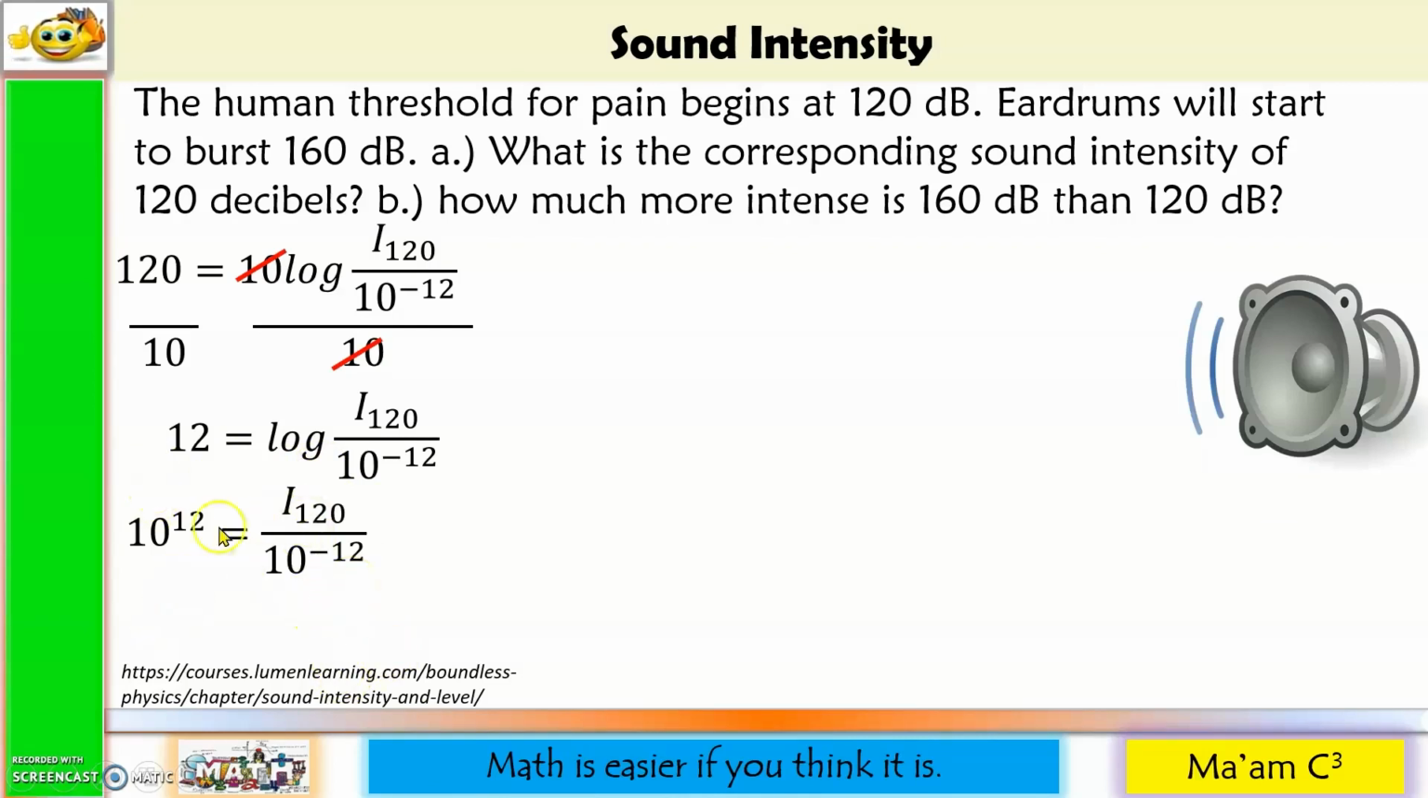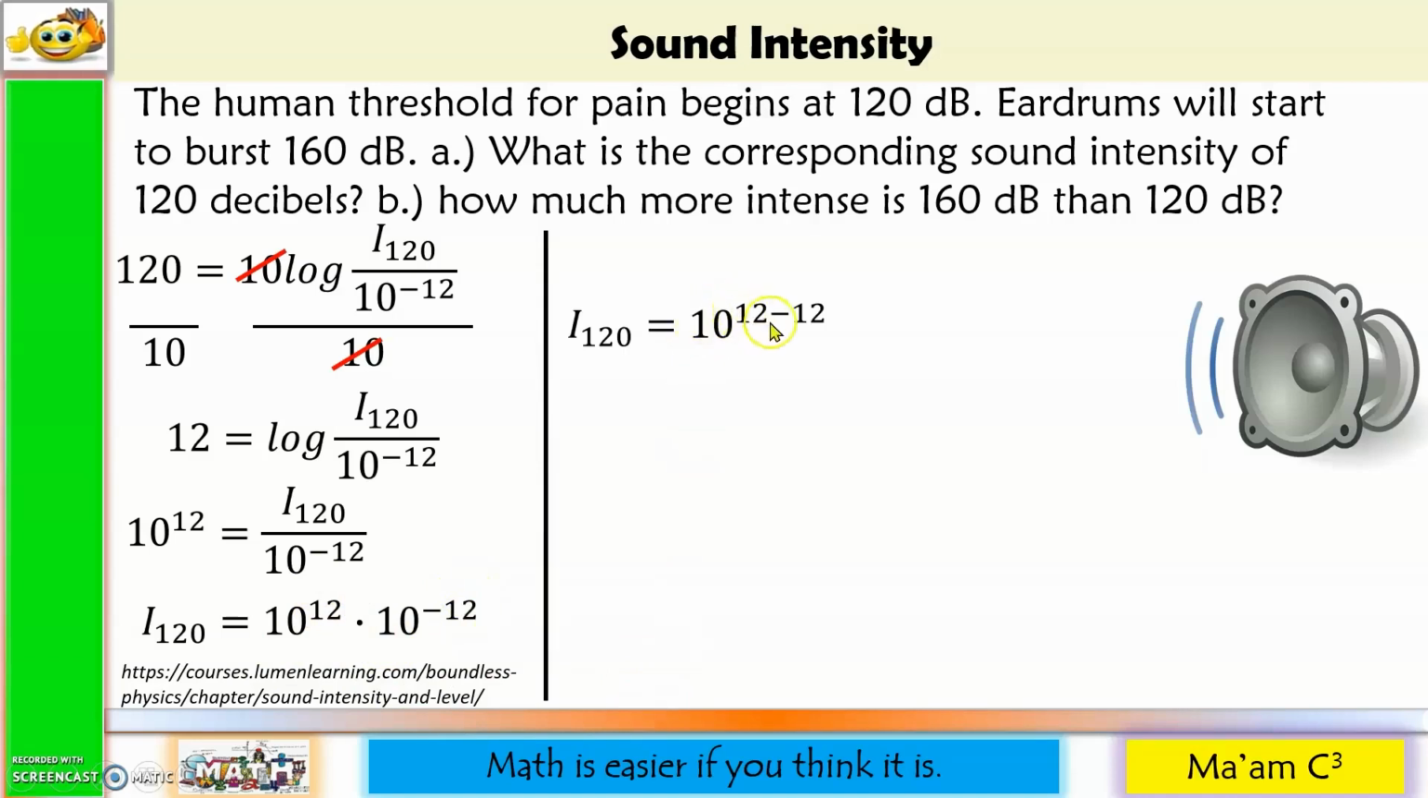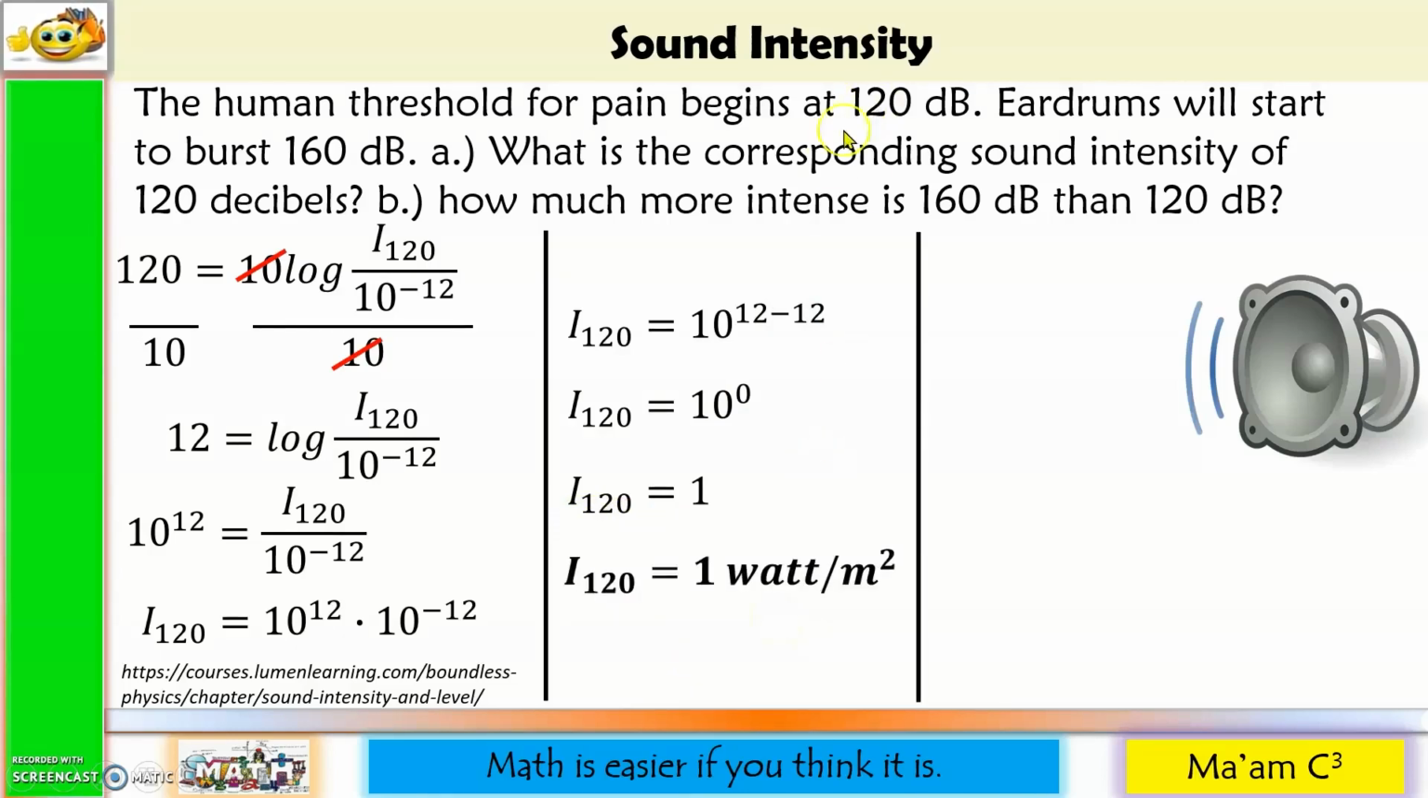By cross multiplication, I sub 120 is equal to 10 raised to 12 times 10 raised to negative 12. Laws of exponents, let us copy the base and then let us add the exponents. So we have 10 raised to 12 minus 12. 12 minus 12 is 0. 10 raised to 0 is 1. This means that the intensity of 120 decibels is 1 watt per meter squared. Next, to answer letter B, let us first determine the corresponding intensity of 160 decibels.